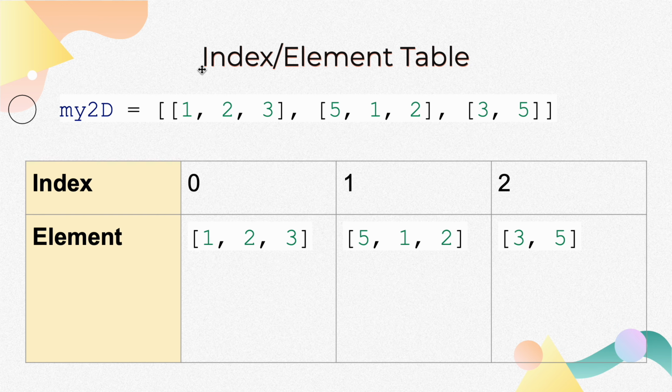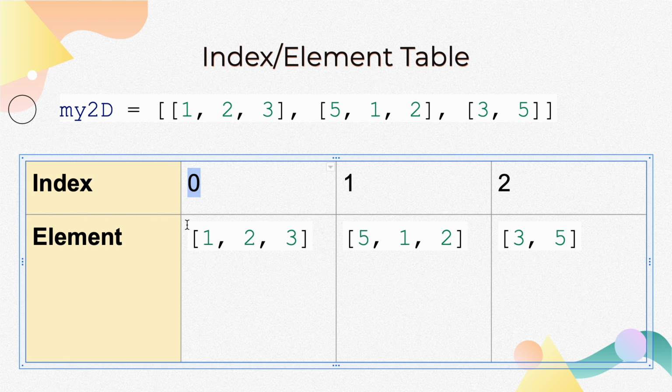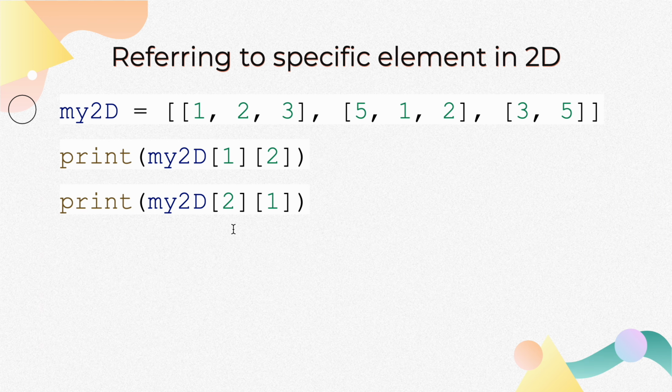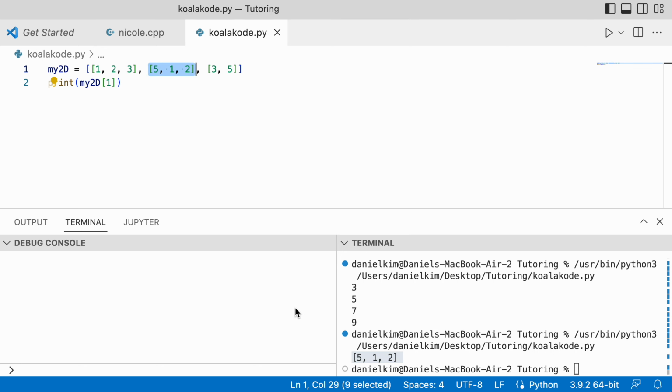But for now, let's take a look at this index element table. If we have my2D, the array, as 1, 2, 3, 5, 1, 2, and 3, 5, we can say that index 0 will be 1, 2, 3 as the list. Index 1 will be 5, 1, 2 as the list. And index 2 will be 3, 5 as a list. We can refer to specific elements in a 2D list by just having two square brackets. Let's try running this code.